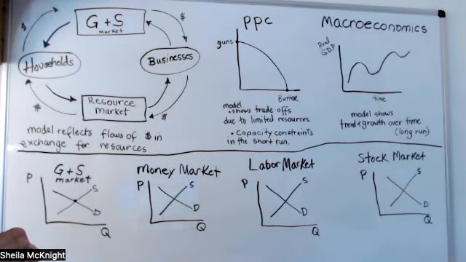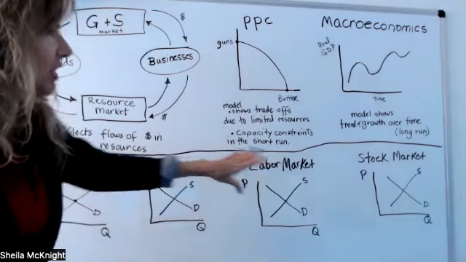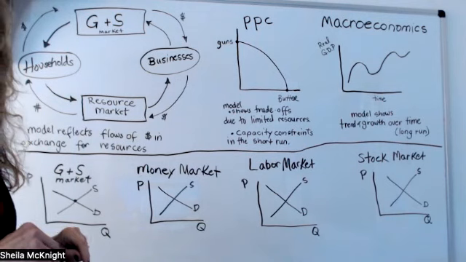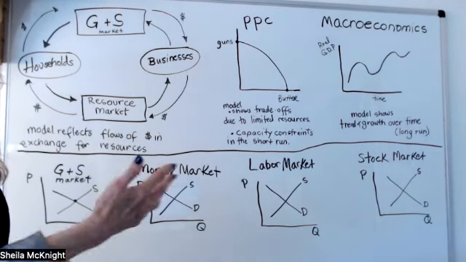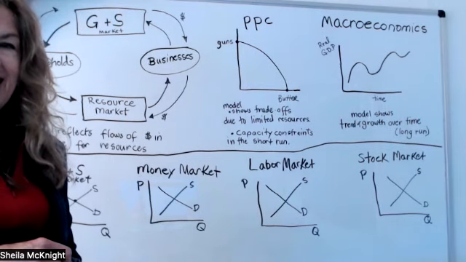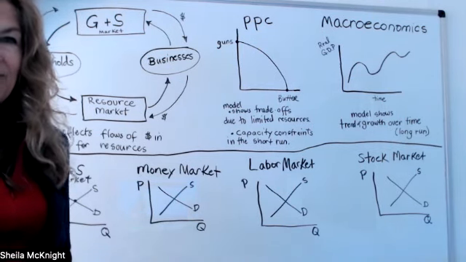Come back and we'll be digging into more on the business cycle and looking at these markets here, which are the simplified version of supply and demand. And then we'll be moving into the macro model of aggregate supply and aggregate demand. That'll be for another lesson.